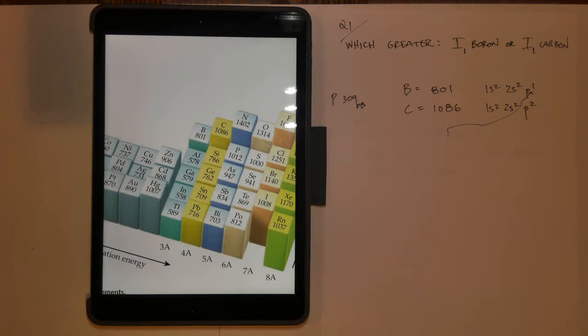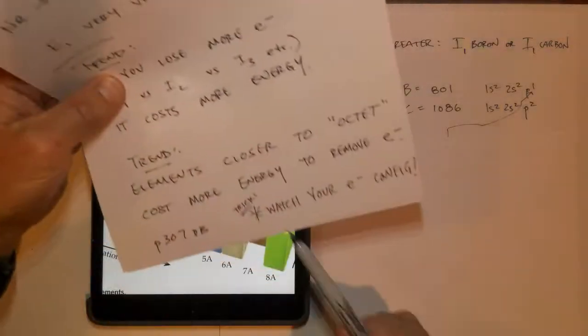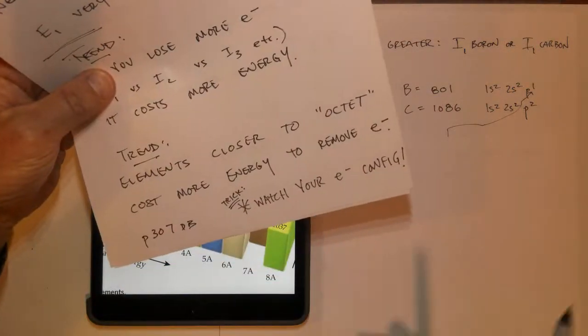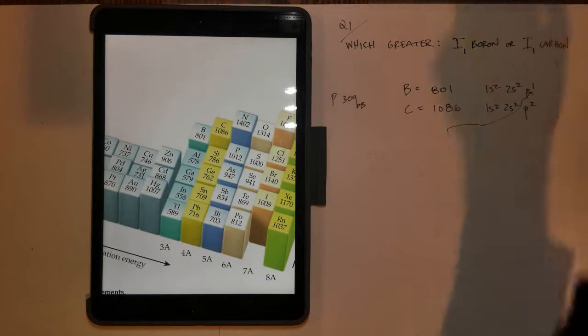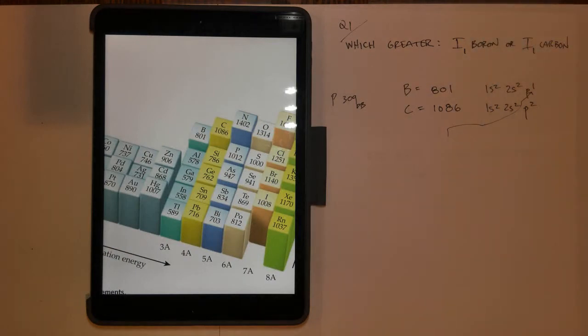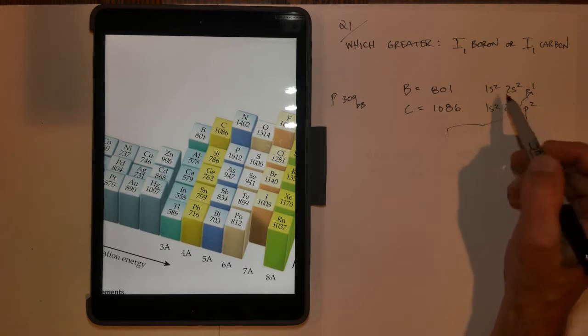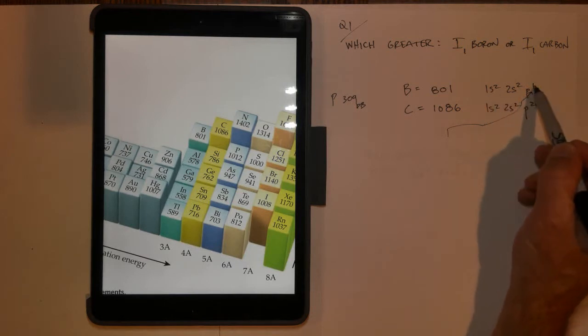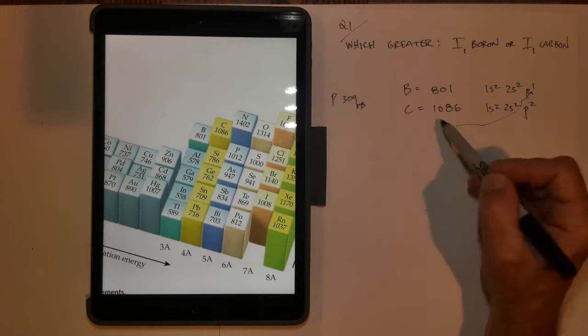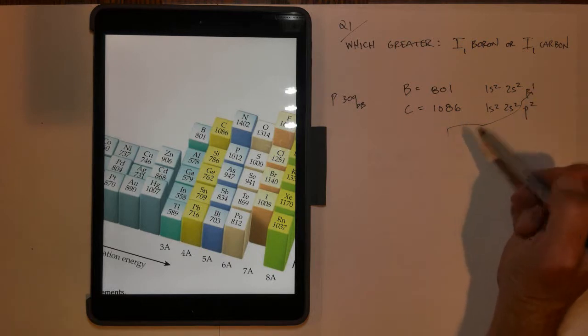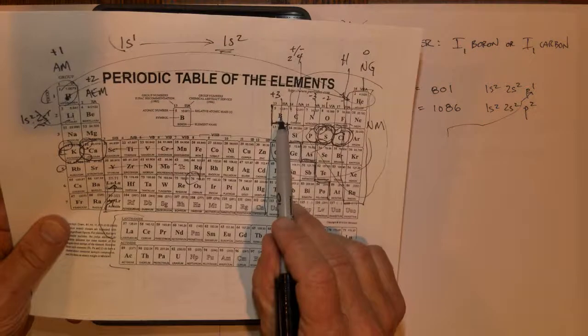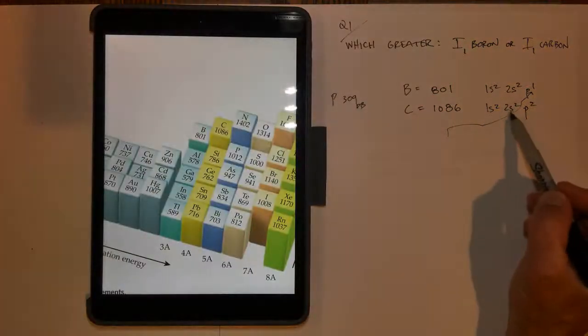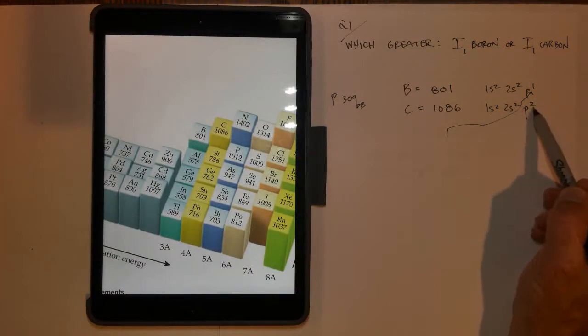But let's look a little bit closer, because in the last video, we talked about watching your electron configuration, because that's the thing that justifies why you can answer all of these questions about ionization energy. If you look at boron's electron configuration, 1s2, 2s2, 2p1, and then carbon's electron configuration, which is right next to it on the periodic table. Here's boron, here's carbon. It's 1s2, 2s2, 2p2.